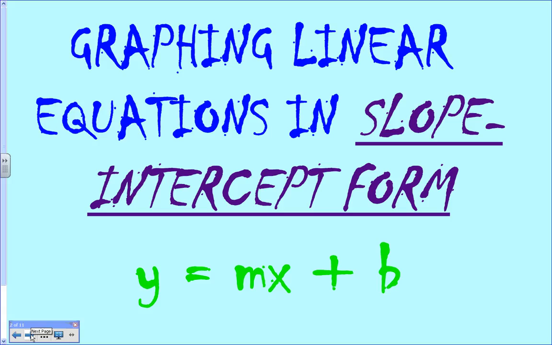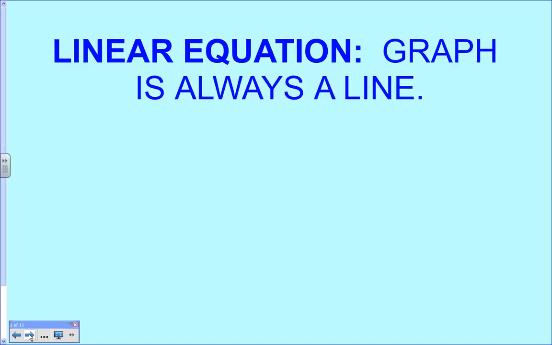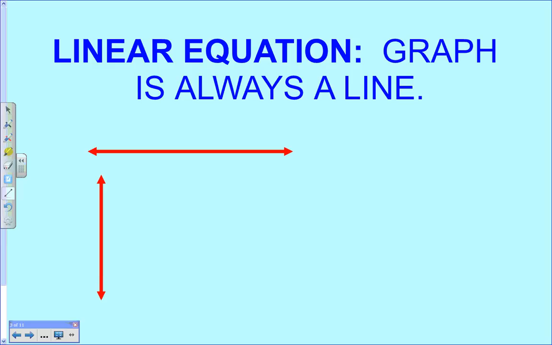This short is on graphing linear equations in slope-intercept form. Y equals mx plus b is slope-intercept form. Linear equations always generate a graph that is a line. That line could be horizontal. The line could be vertical. It could be a line with positive slope. It could be a line that has a negative slope. But every linear equation generates a line when you graph it.